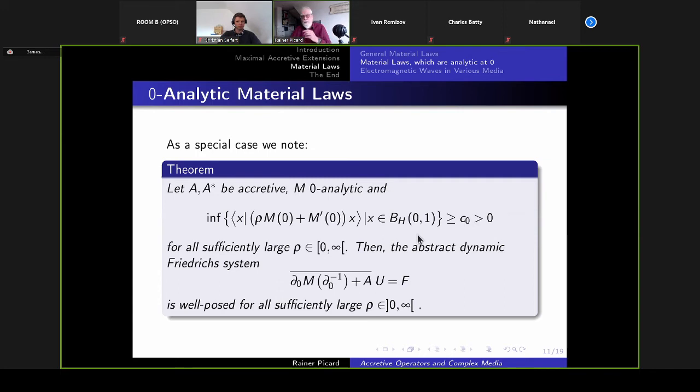That's the requirement. And since this inner product here, there's supposed to be an H down here, so it's the underlying Hilbert space. The inner product here being symmetric induces that from M prime of 0, we only use the symmetric part, and we also need to ensure that M of 0 is itself self-adjoint. Otherwise, we can't get these estimates here. So that's how it works. This is the crucial assumption. Then the abstract dynamic Friedrichs system, as it is written here, is well posed for all sufficiently large rho.